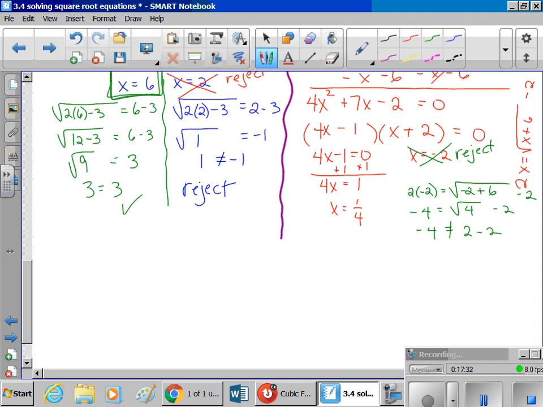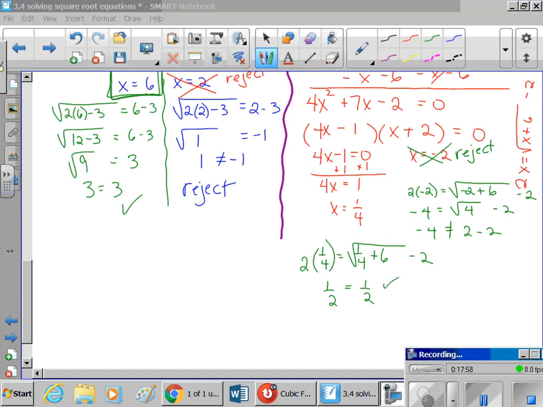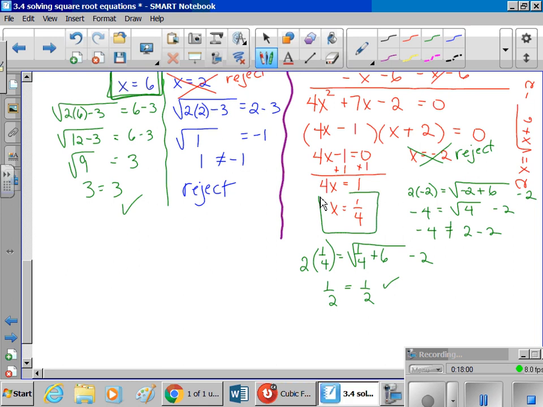And just because you have a fraction, remember, you just have to show the check. So 2 times 1/4 is equal to the square root of 1/4 plus 6 minus 2. And you're going to put this whole thing into your calculator, and you're going to find out that this is the same thing as a half is equal to a half, and it will check. So I know this is my solution to my equation.